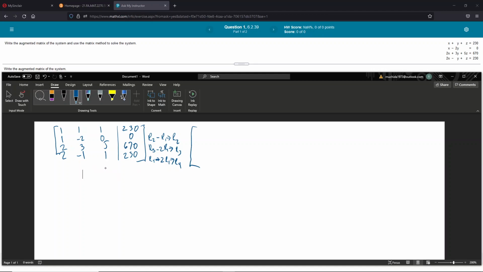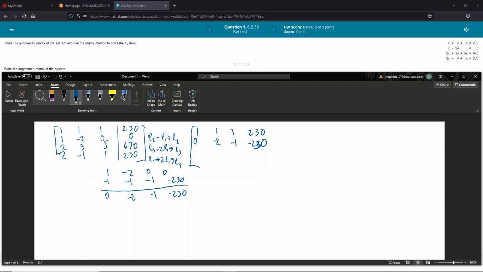Let's do this work on the side. Row 2 was 1, negative 2, 0, 0. We're going to add to it negative 1 times row 1, which is negative 1, negative 1, negative 1, negative 230. So for our new row 2, we add those together: 1 plus negative 1 is 0, of course. Then we have negative 3, negative 1, negative 230. Row 1 will still just be 1, 1, 1, 230.